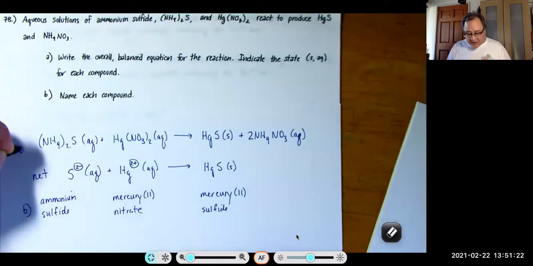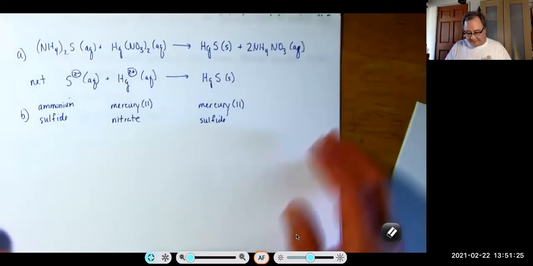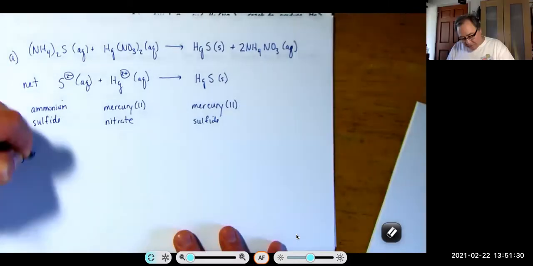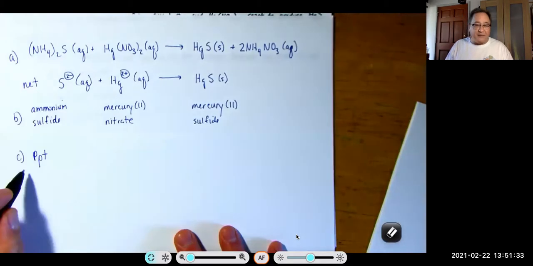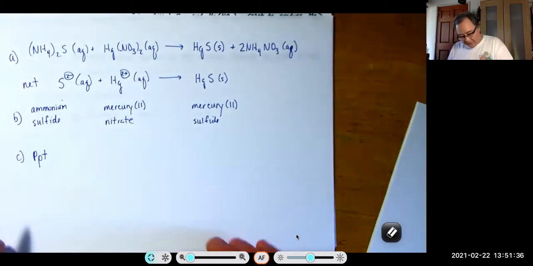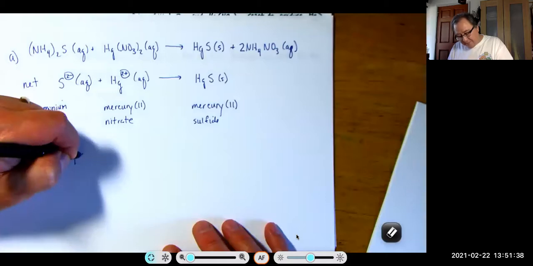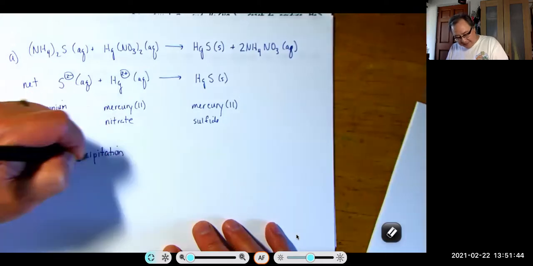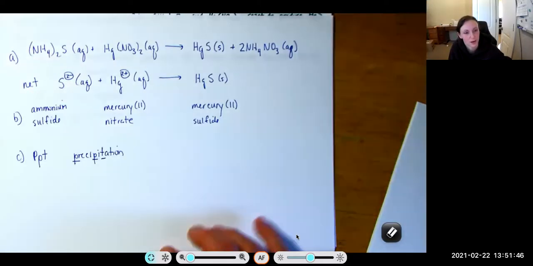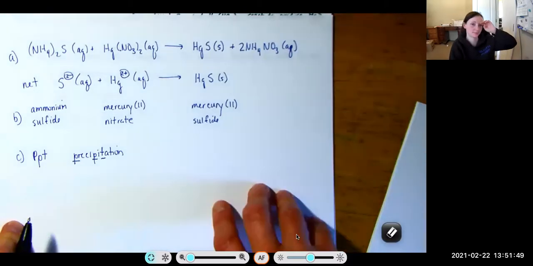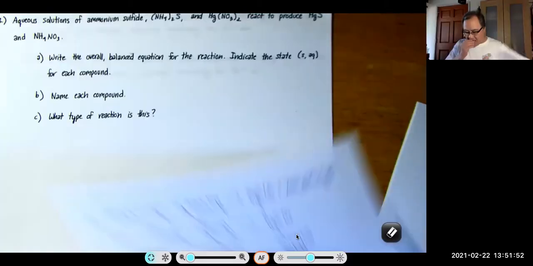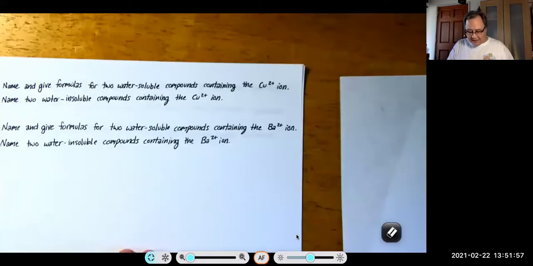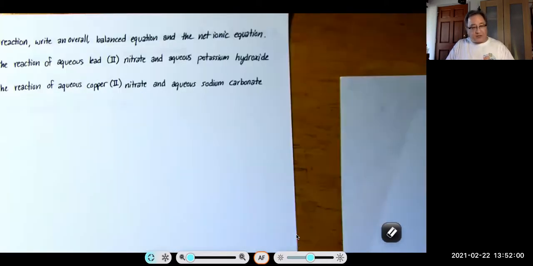And then C says, what type of reaction is this? Precipitation. And I am perfectly fine if you want to abbreviate and write PPT. Precipitation, so PPT. So this one is not a net ionic. So here's a net ionic one.